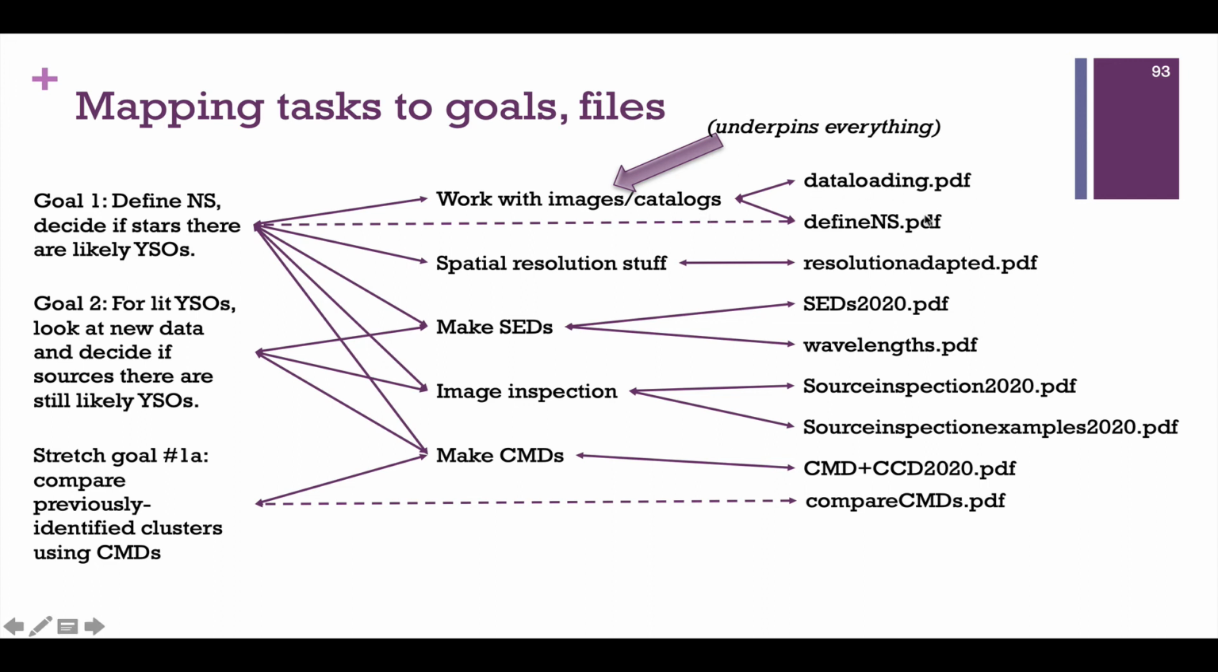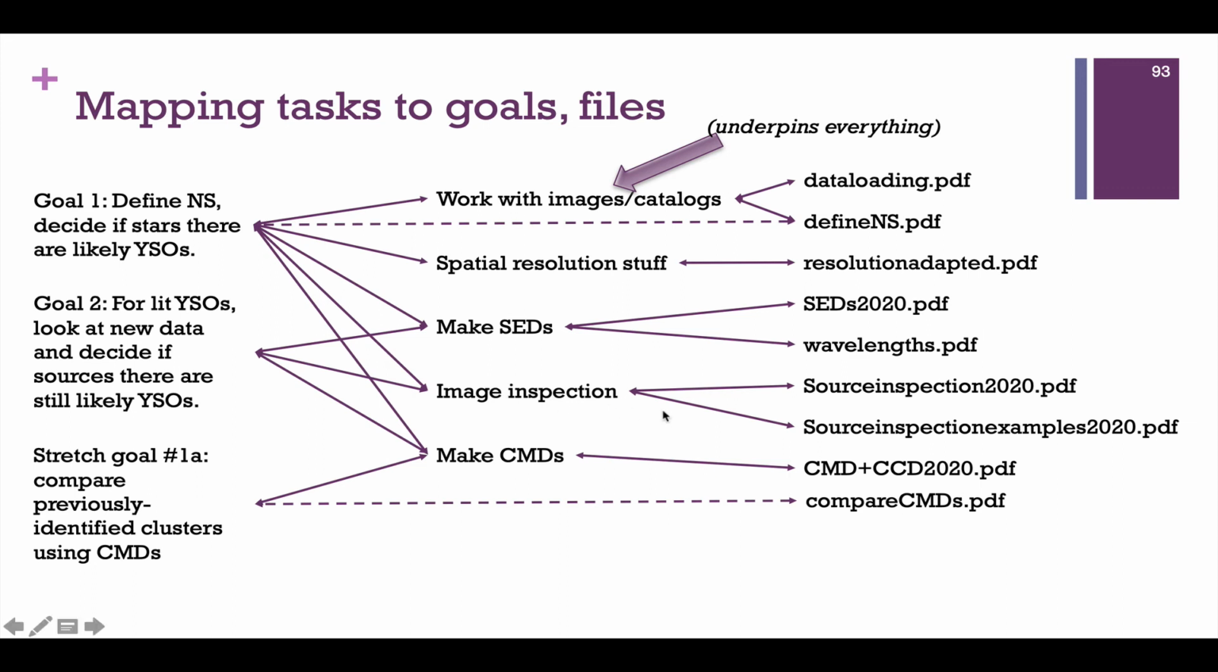Data loading, but also define the nebular stream. So that nebula stream task has a dotted arrow because it's going straight from define nebular stream to that document specifically. Now the spatial resolution stuff has 1 file that's an adapted version of the stuff I distributed in the spring. In order to make SEDs, there's 2 files that I think you're going to find useful. The specific SEDs instructions, but then also the cheat sheet that has a list of wavelengths, zero points, and the symbols that are used in my SEDs.